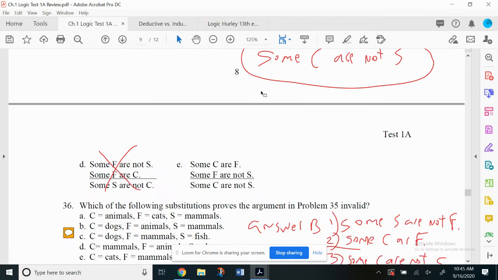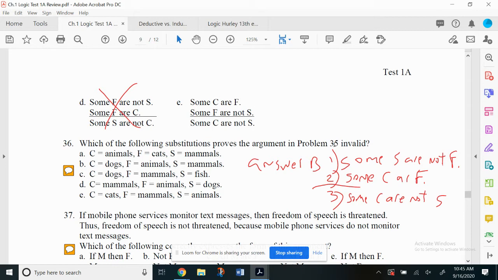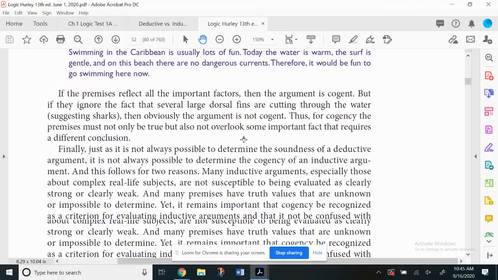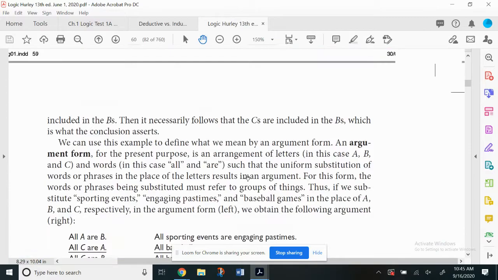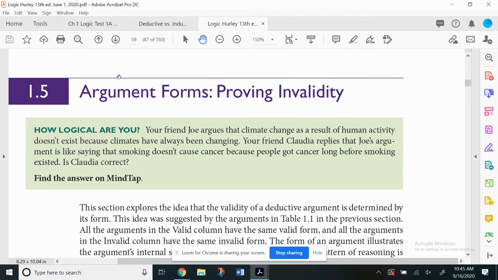So what we're trying to do is prove invalidity. You can go back to that section of your book. And I believe it's 1.5. Yeah, proving invalidity. You can go back to my video on 1.5.